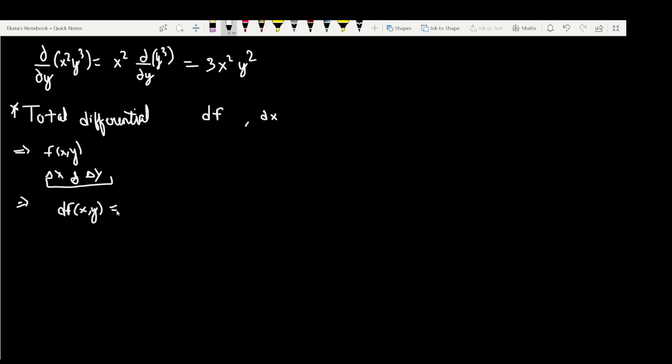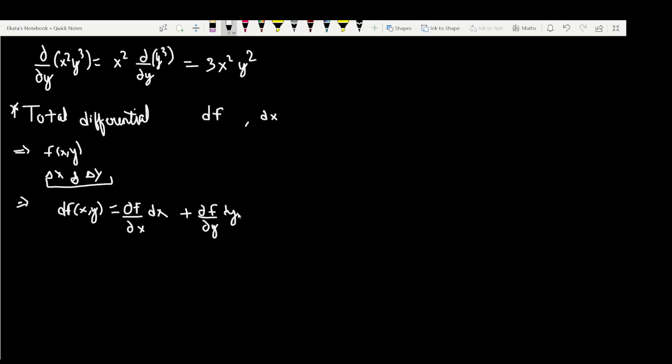How can we write this small change? So this small change can be written like this, which is a very interesting thing. Okay, I will explain this. del f upon del x dx plus del f upon del y dy.